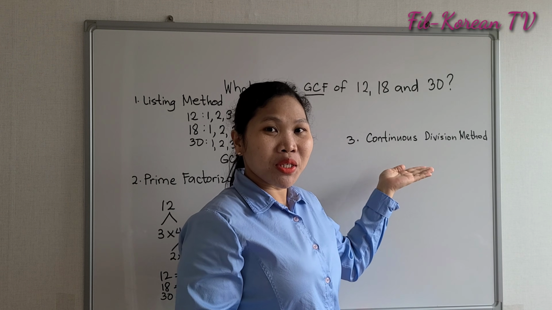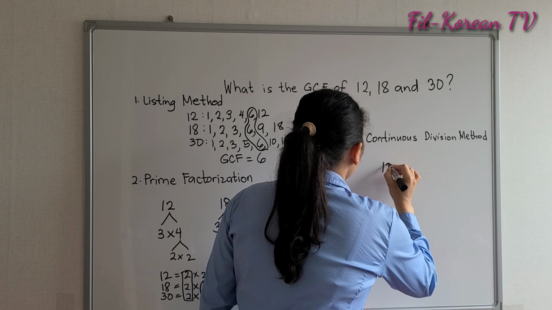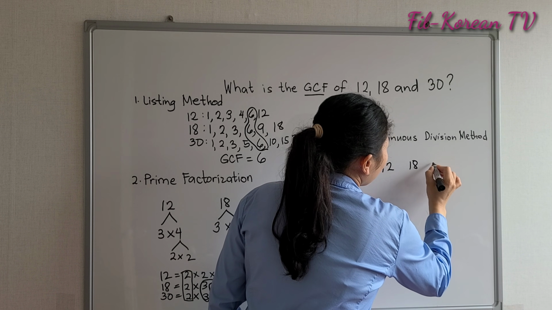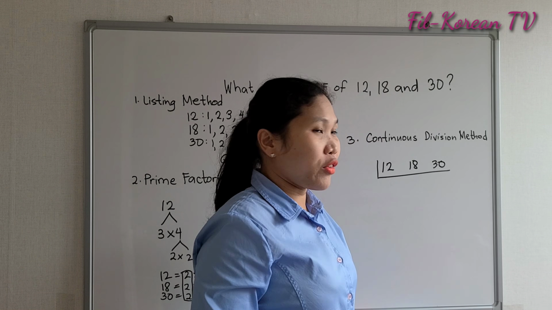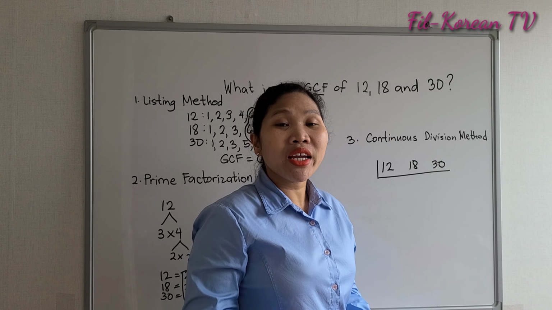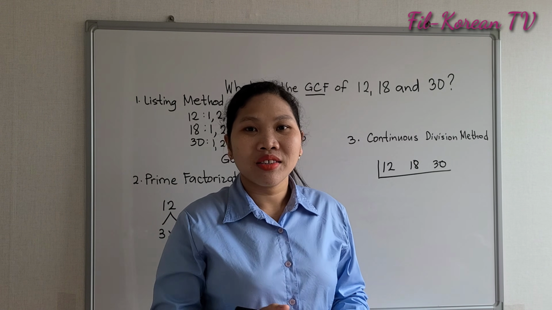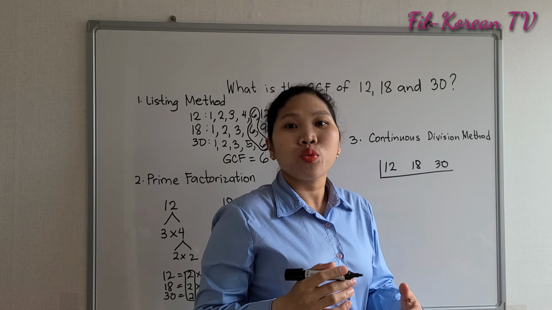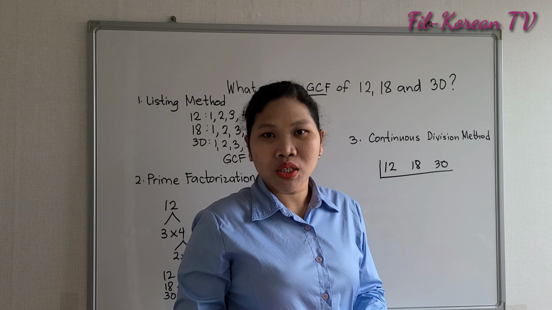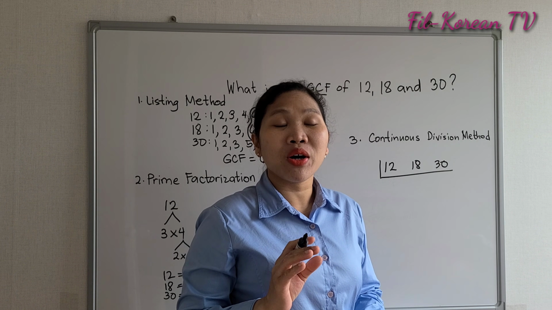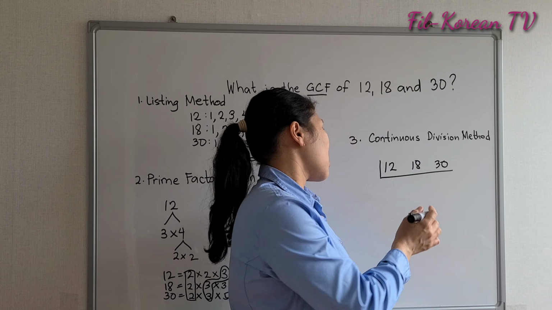Okay, let's proceed to the third method. 12, 18, 30. We will use the continuous division method. And as I've said, you can apply the divisibility rules in the continuous division method. Now, let us answer. We will only use prime numbers as divisors.